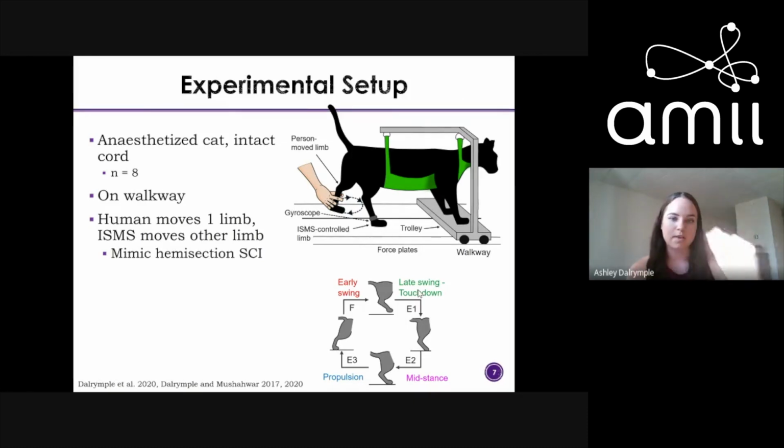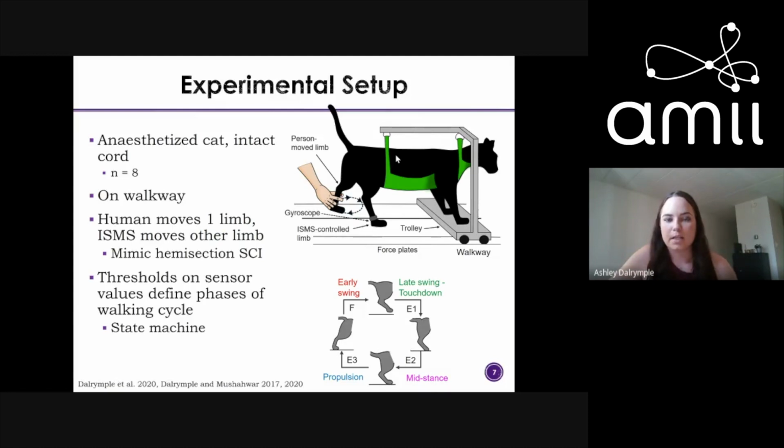So the person's moving that limb, and then we can use information from the force plates and the gyroscope and use that to feed back into the spinal cord implant and provide stimulation to move the other leg in the opposite phase of the walking cycle. So this is how we get a walking model to test our intraspinal microstimulation controller.